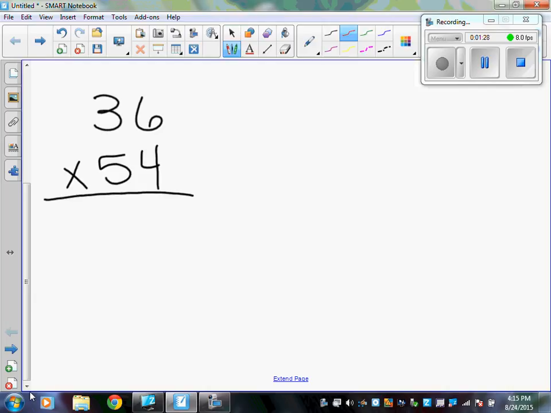For the standard algorithm, what you always want to do first is circle the number that's in the ones place on your bottom factor. We're going to multiply the first factor times that number. So I'm going to do 4 times 6, which is 24. Carry that 2. 4 times 3 is 12, plus 2 is 14. Next, I'm finished with the 4 because I've multiplied everything on top by 4. So I'm going to scratch through it and then circle the next number, which is the 5.